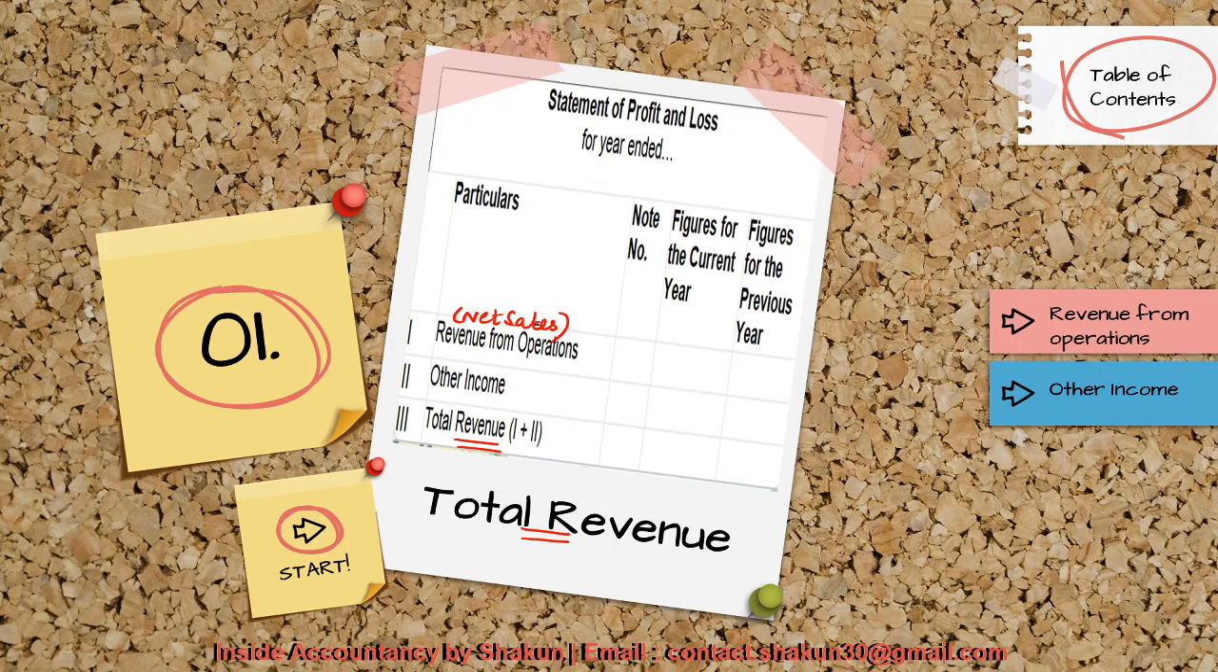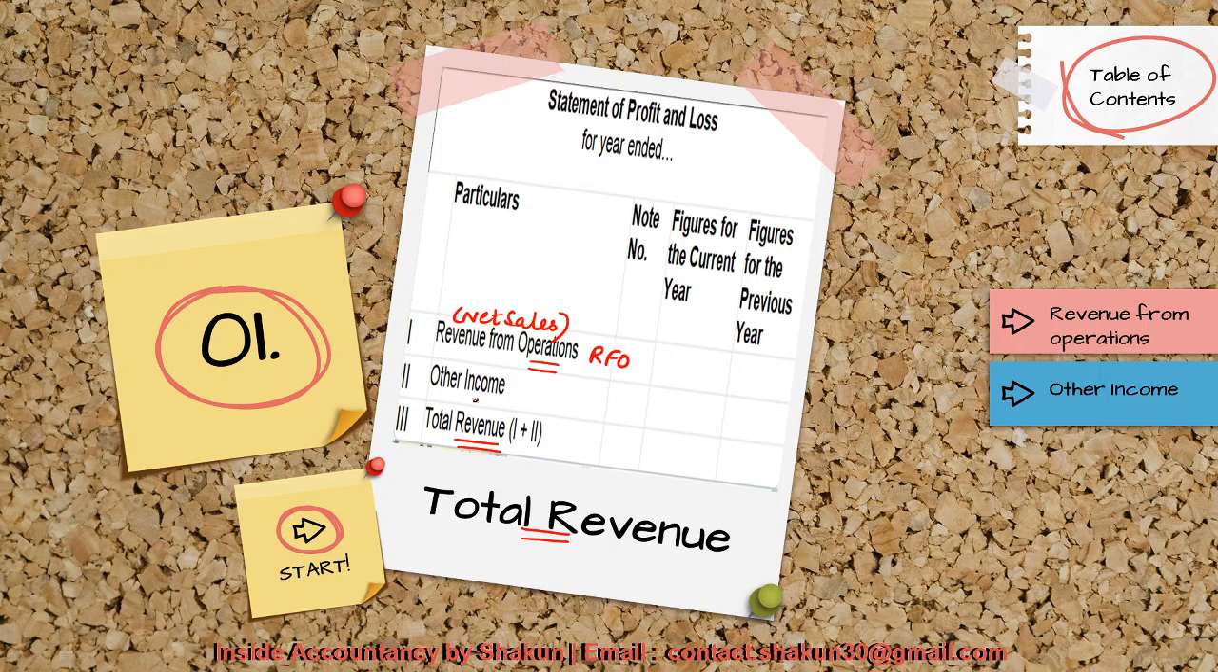Earlier it was more often called net sales, but now we use the term revenue from operations. RFO is a short form that we use. So basically it is the net sales, that is, sales minus sales return. Now it may be a manufacturing company, or a trading company, or any other company which is dealing in financial securities. But revenue from operations is anything that you earn from your operations.